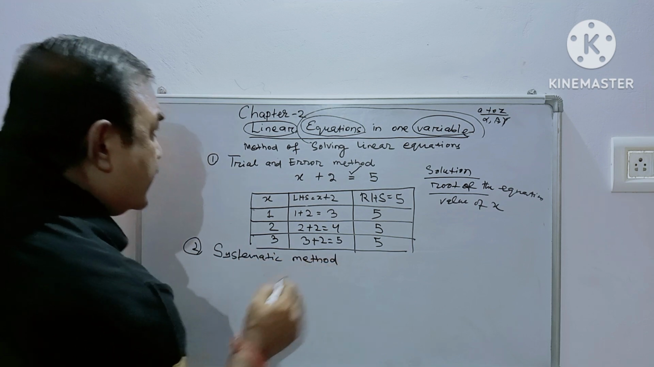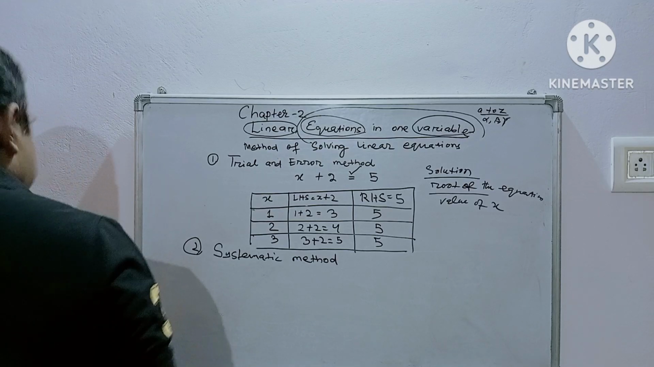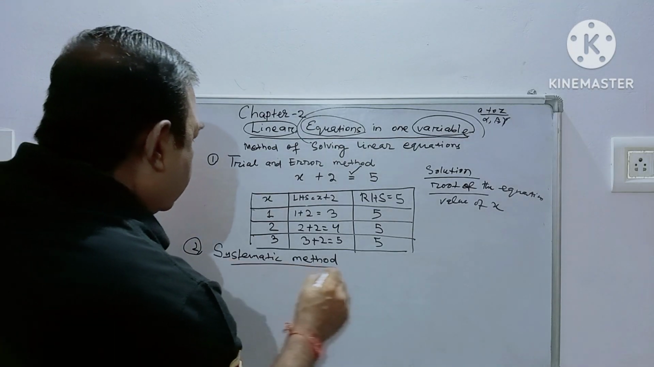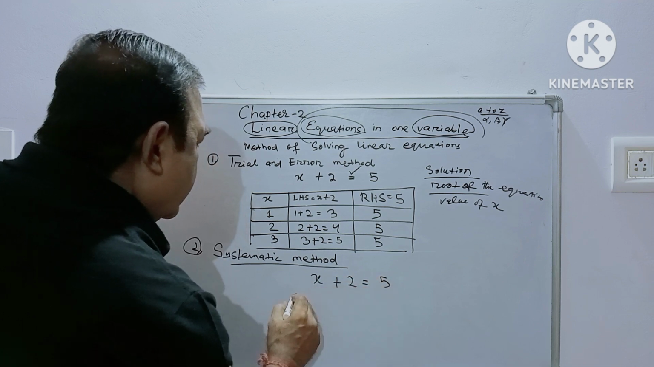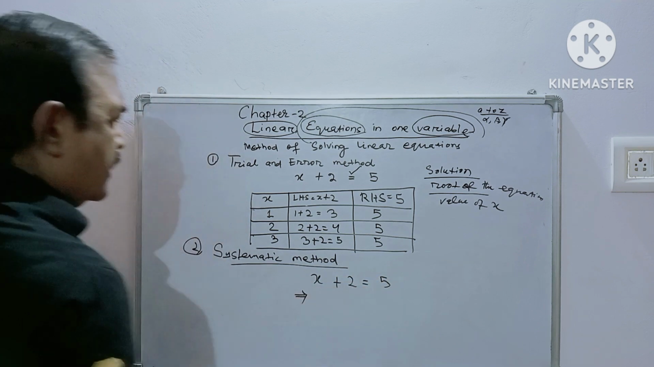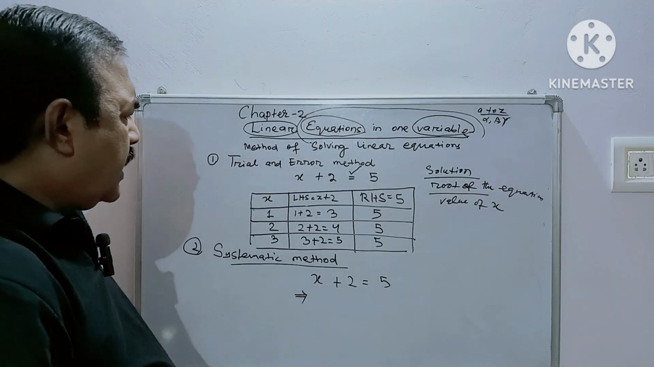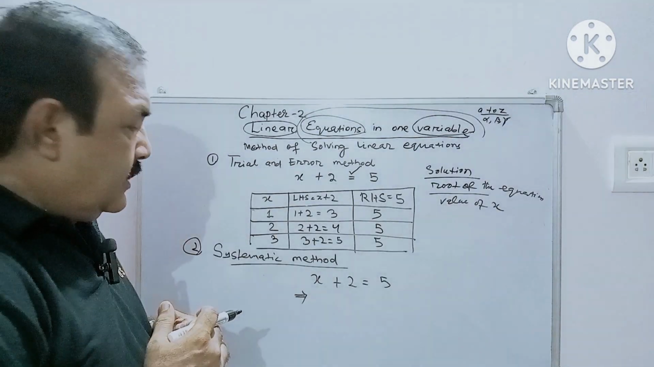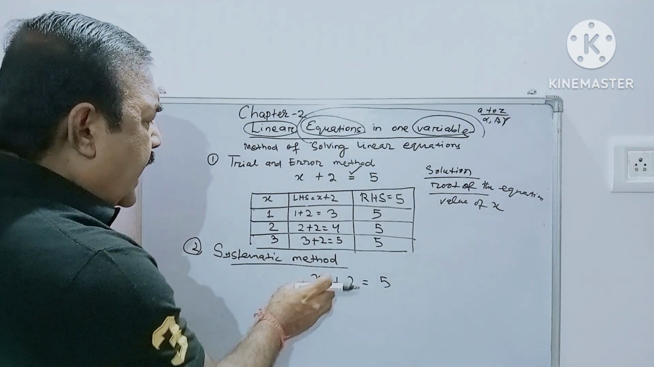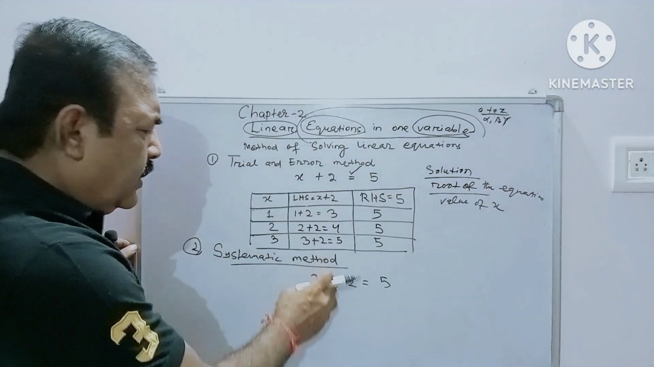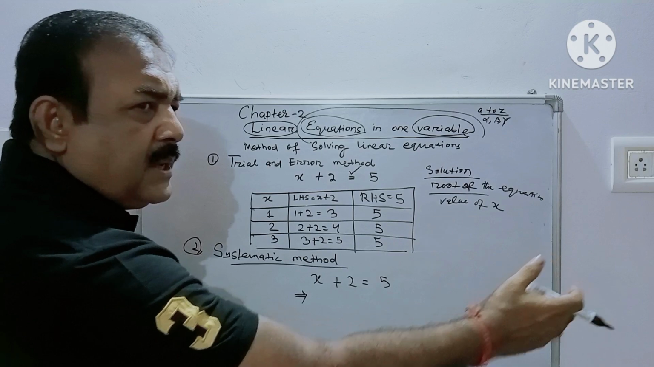In the systematic method, how do you solve linear equations? Suppose x plus 2 is equal to 5. That implies, in the first step, what will we have to do? We will have to find the value of x. So we will have to isolate x. Then we can show x is equal to this value.